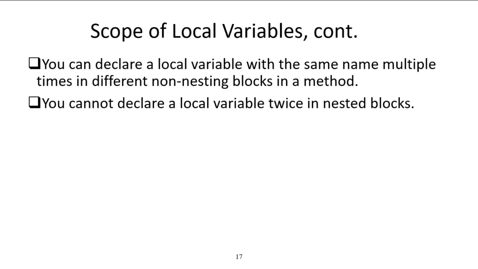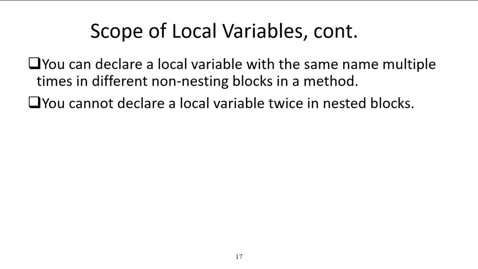You can also declare a local variable with the same name multiple times, but they have to be in different blocks or in different scopes. This means you can declare a variable, for example, with name x inside the main function. You can declare another variable with the same name x inside a different function or different method. These two will be assumed as two different variables by the compiler.